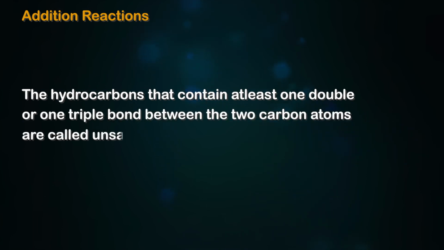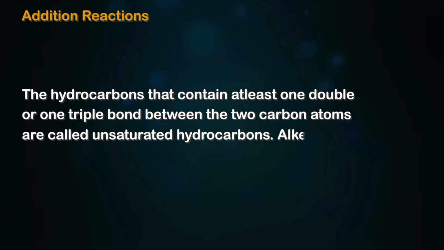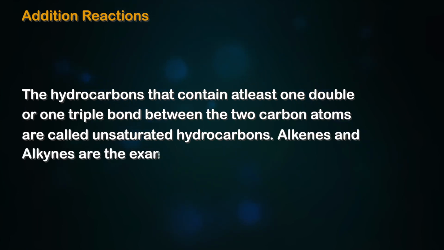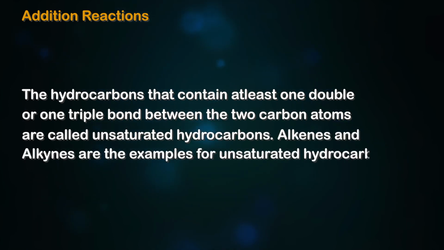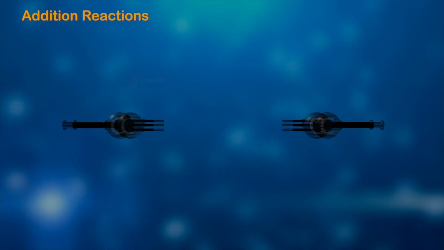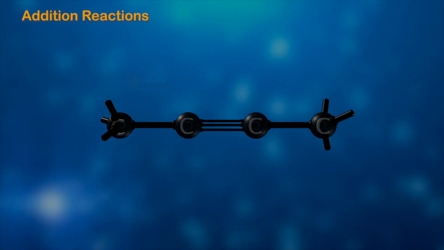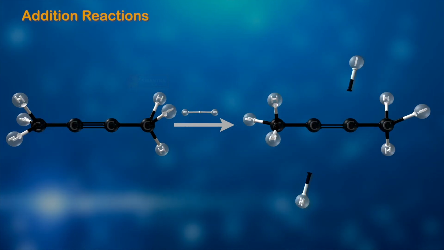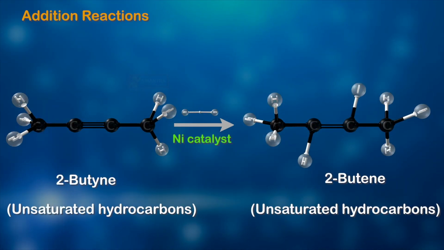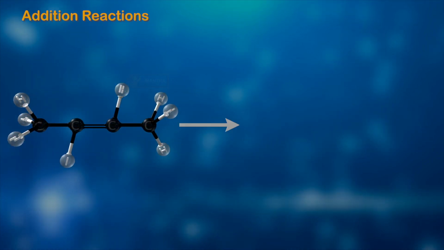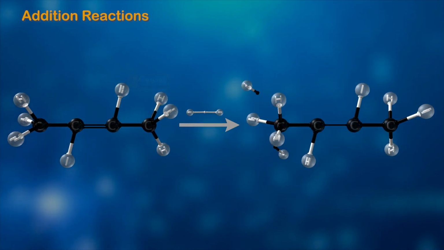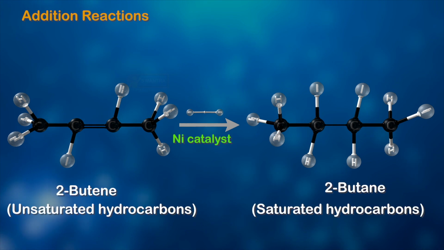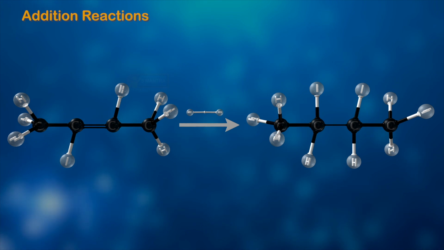Addition reactions. The hydrocarbons that contain at least one double bond or one triple bond between 2 carbon atoms are called unsaturated hydrocarbons. Alkenes and alkynes are the examples of unsaturated hydrocarbons. Unsaturated organic compound like 2-butyne reacts with hydrogen in the presence of nickel catalyst to form 2-butene, that is, unsaturated organic compound. Again, 2-butene reacts with hydrogen in the presence of nickel catalyst and forms butane, a saturated hydrocarbon.